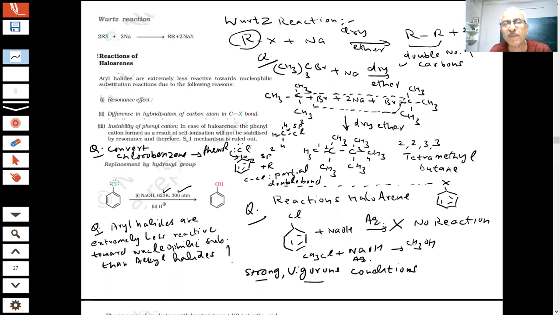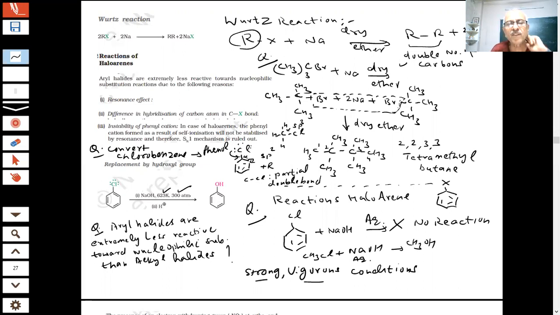High temperature is there. 300 is a very high pressure, and high temperature is there. The boiling point of water, you know, is how much? 373. This is 623 Kelvin. Only under strong conditions does this reaction take place.